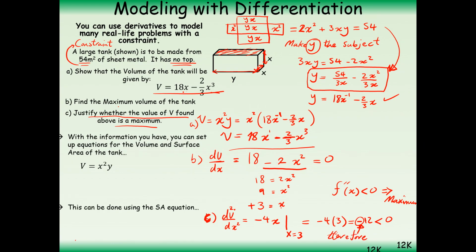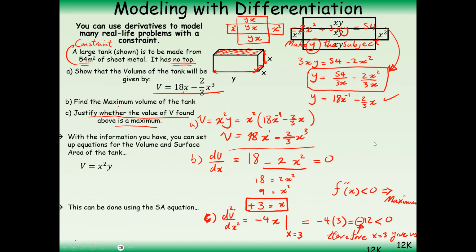The value of the turning point is x equals 3. You say therefore x equals 3 gives us the maximum. So did we answer all parts of the question? Yes, we did. Alright, let's see if there is another question here.